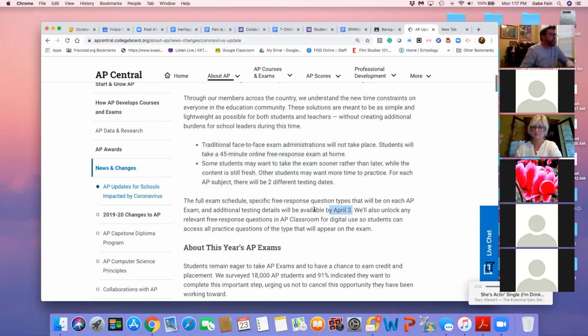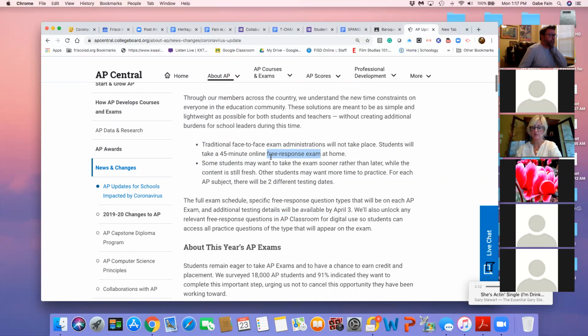You notice here it says details will be available by April 3rd. So about the time we're thinking about coming back to school, if we can, will be the same time College Board says, here are your options for when you can take the test. Notice it says free response exam. That means no multiple choice questions.